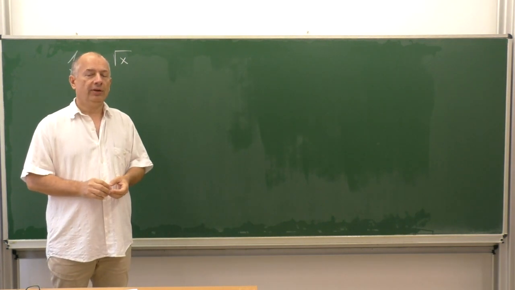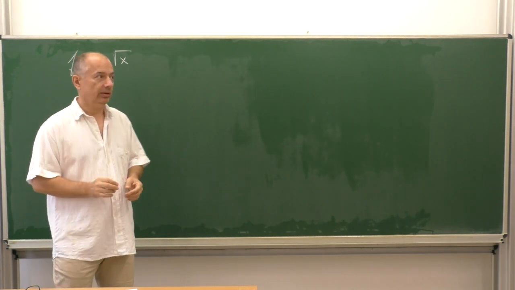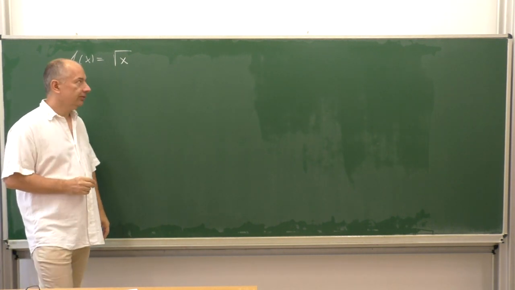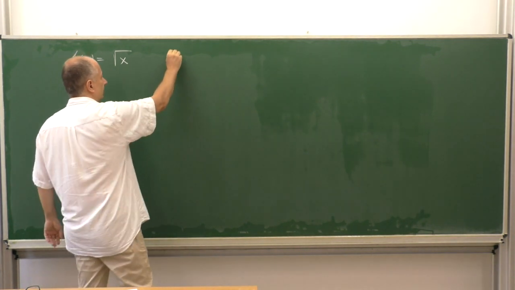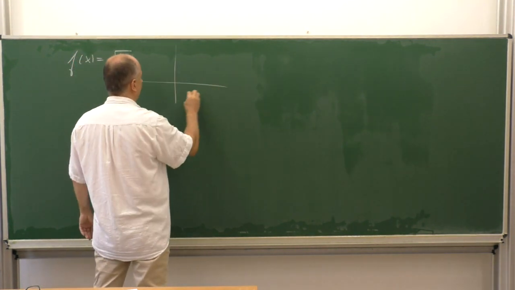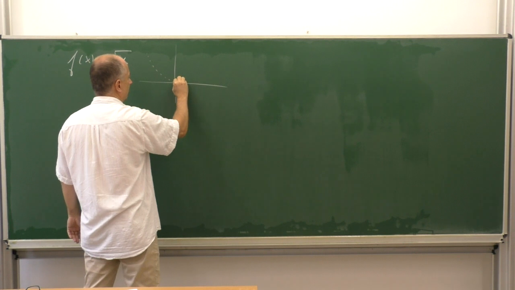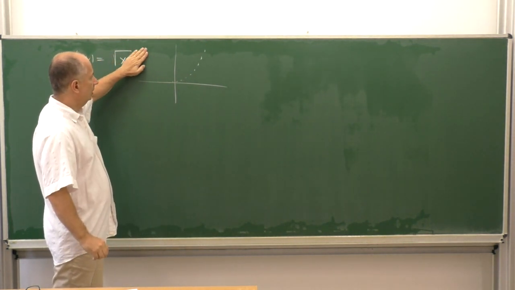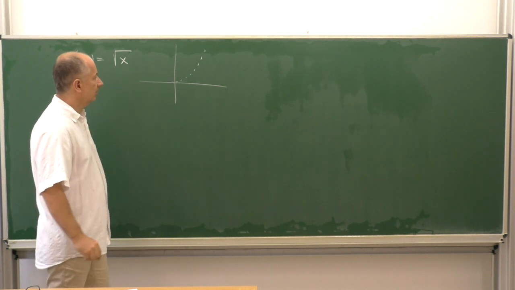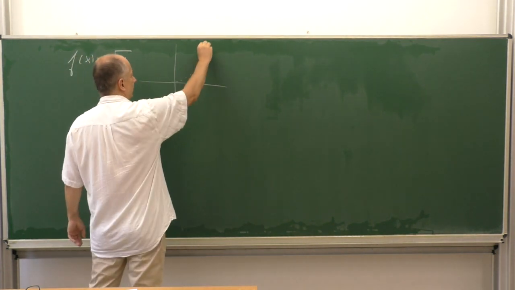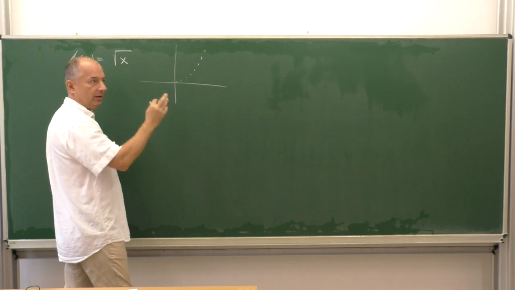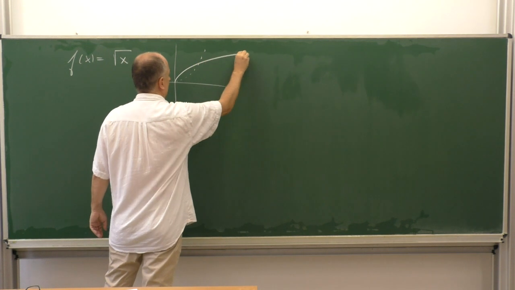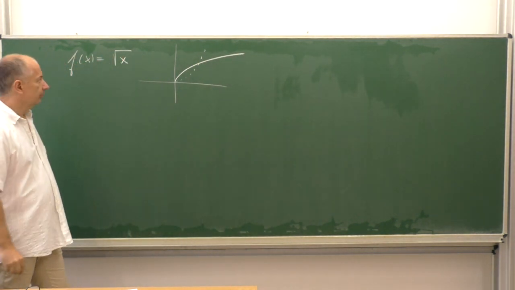Now let us consider a function that looks quite innocent, square root of x, and we want to discuss its derivative. If we sketch the graph, then this is the inverse function to x squared when considered for non-negative x only. And if we take this parabola and mirror with respect to the line y is x, we get this graph of the square root of x.